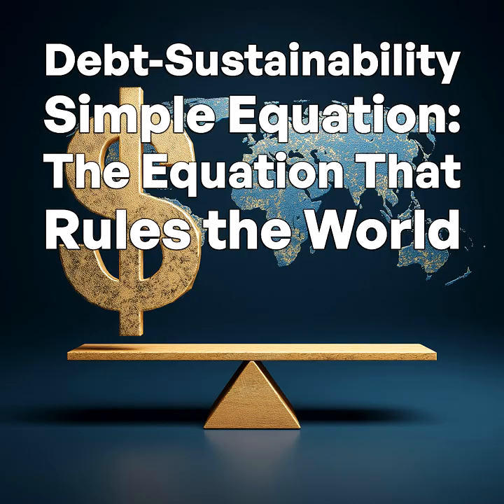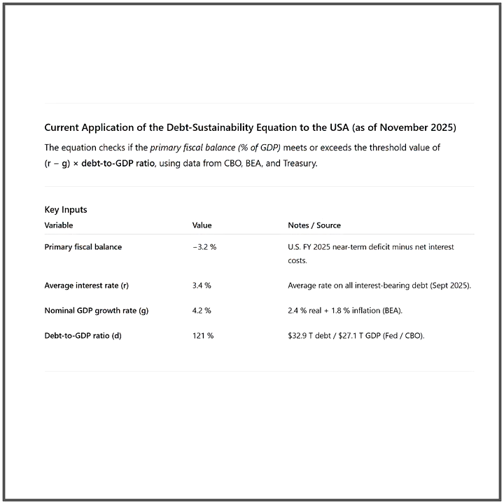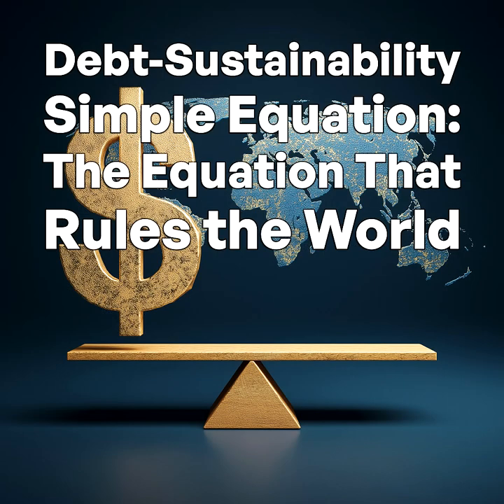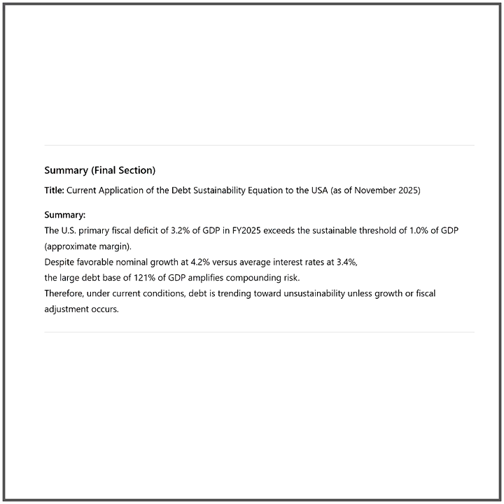Section 3. The American Test Case, 2025. Now plug in the U.S. numbers. Debt at 121% of GDP, interest around 3.4%, nominal growth 4.2%, and a primary deficit of minus 3.2%. The math whispers a verdict. Unsustainable. Growth still outruns interest for now, but the gap is razor thin, less than a single percentage point.